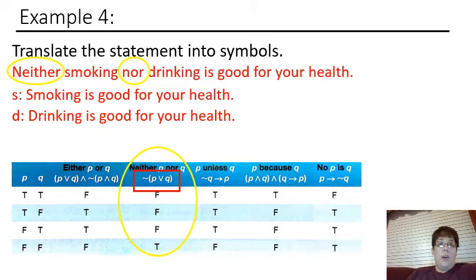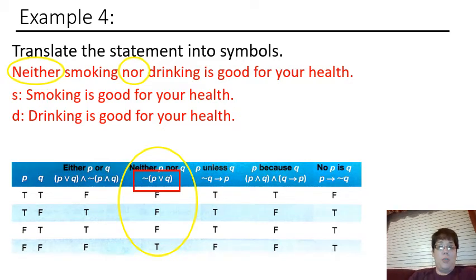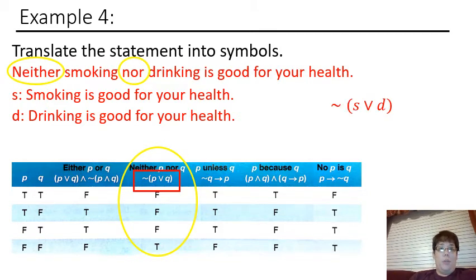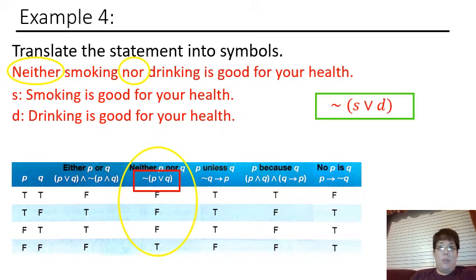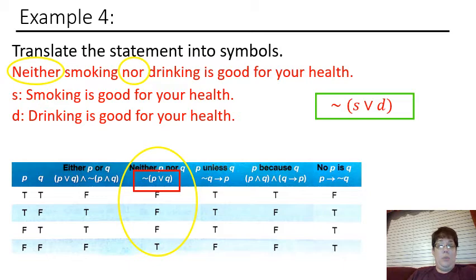So basically all you have to do is find the right truth statement that you're going to use and then substitute your variables in there for P and Q. So in other words, it was supposed to be not P or Q, and so I have P is the same thing as S, Q is the same thing as D. So my final answer is not S or D.